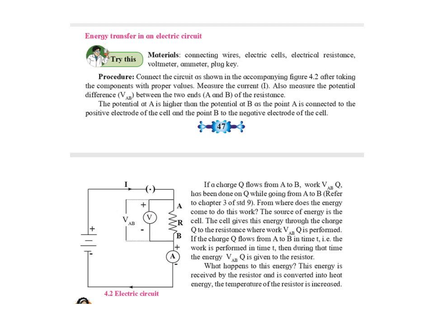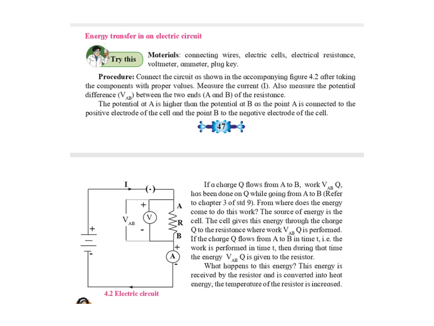Now in this particular diagram, the potential at A is higher than the potential at B, as the point A is connected to the positive electrode of the cell and the point B is connected to the negative electrode of the cell. Hence, electrons move from the negative to the positive. So as the charge Q, or the electrons, flow from A to B, an amount of work is done, which is given by the equation W = V × Q, where V is the potential difference across AB and Q is the amount of charge passing.